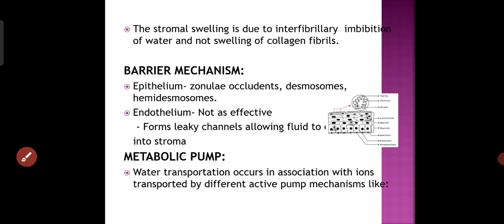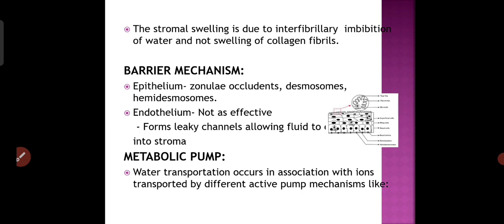The stromal swelling is due to interfibrillary imbibition of water and not swelling of collagen fibrils. That is because of the negatively charged GAG polysaccharides, which are highly hydrophilic towards water, and hence lead to the absorption of water and swelling of the stroma, and not because of the swelling of the collagen fibrils itself. Now we'll be discussing the barrier mechanisms.